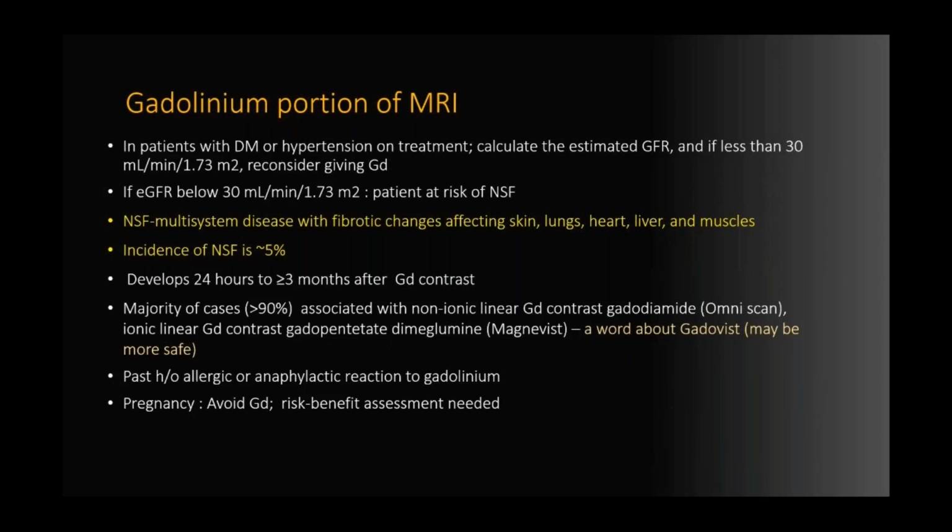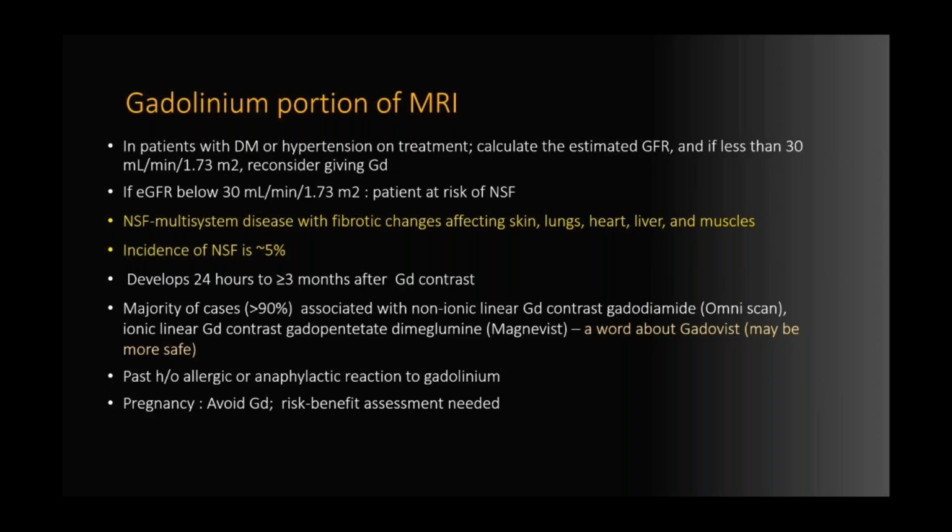NSF is basically a multi-system disease with fibrotic changes affecting the skin, lungs, heart, liver, and muscles. The incidence is less than 5%, and it is even lesser now with the macrocyclic agents. However, what we are using here are the linear, non-ionic gadolinium contrast agents, Omniscan and Magnevist. So we still have a risk of causing NSF in these patients. In some other countries, the linear compounds have been discontinued, but in India, we still are using these ones.